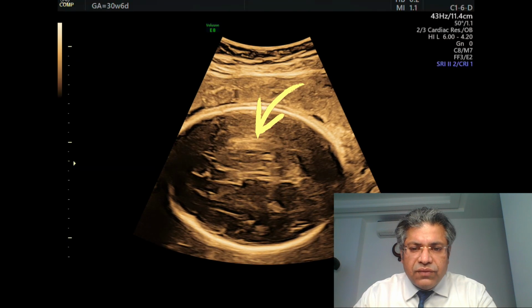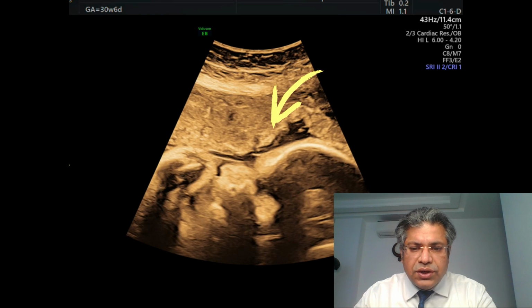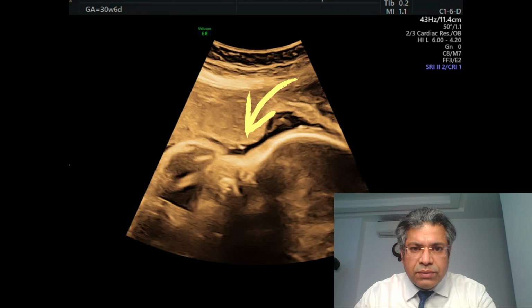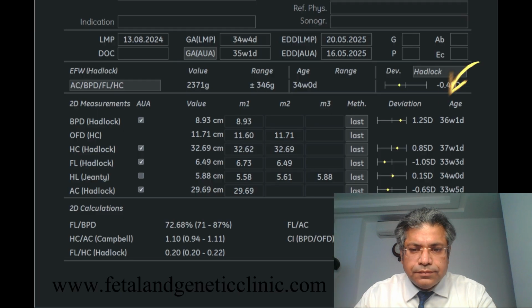So what we're dealing with here is the head. The architecture of the head is absolutely great. Now we can see a sloping forehead, but this is a normal variant. This is not a microcephaly. It is not microcephaly and this is a normal variant, right?